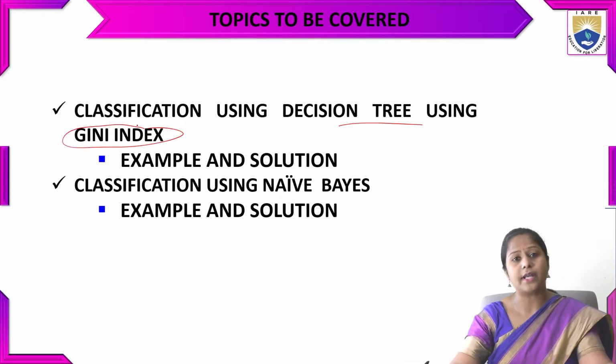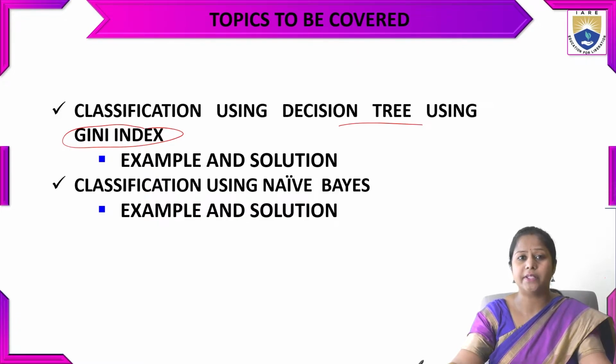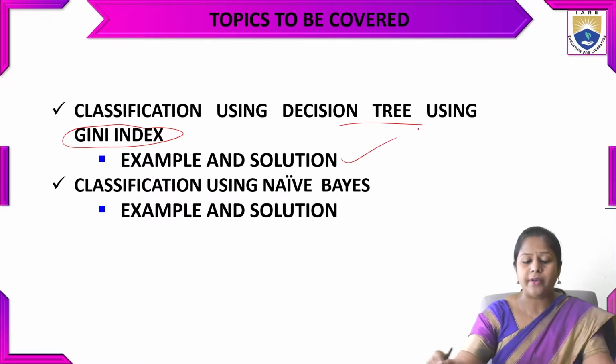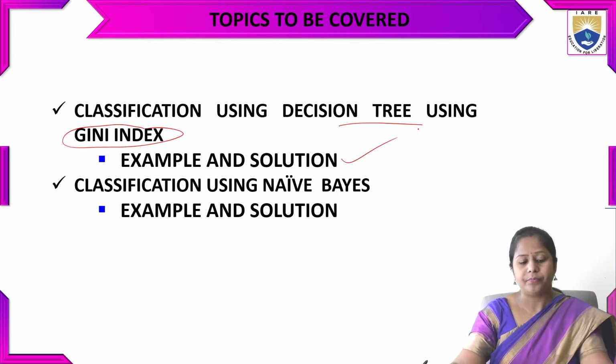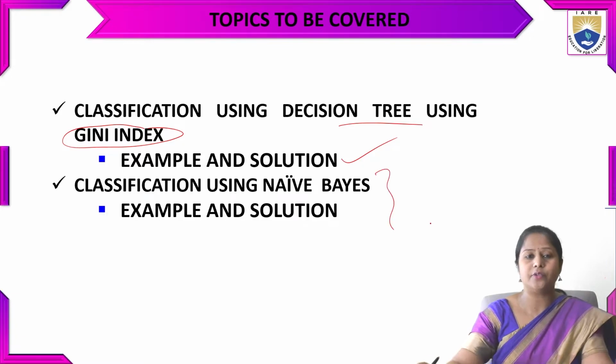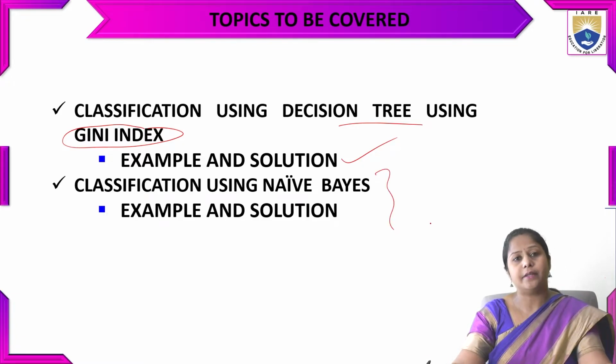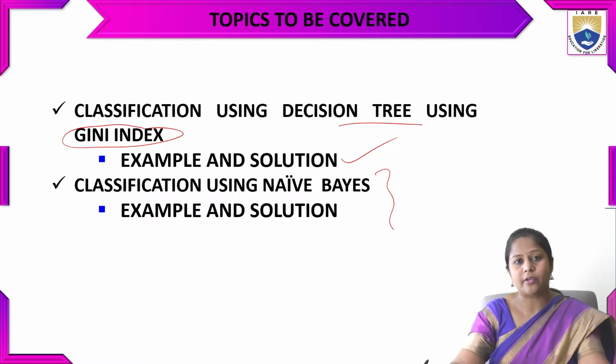There are two types of decision tree splits. One is information gain, second is Gini Index, and I'll tell you one example and solution of that. And second is classification using naive Bayes, and on the basis of that I'll take one example and tell the solution for that.